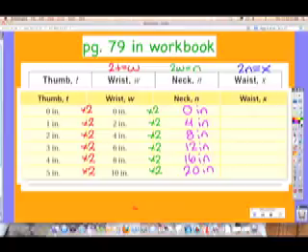Oh, convenient. What are we timesing by again? 2. Alright, fill it in. So we're going to times by 2 right here, and right here, 0, and right here, 8, 16, and right here, 24, 32, 40. Okay, write it in.